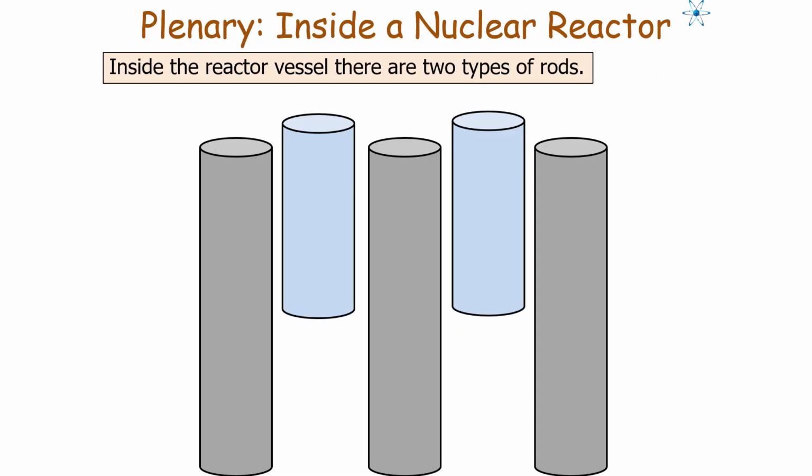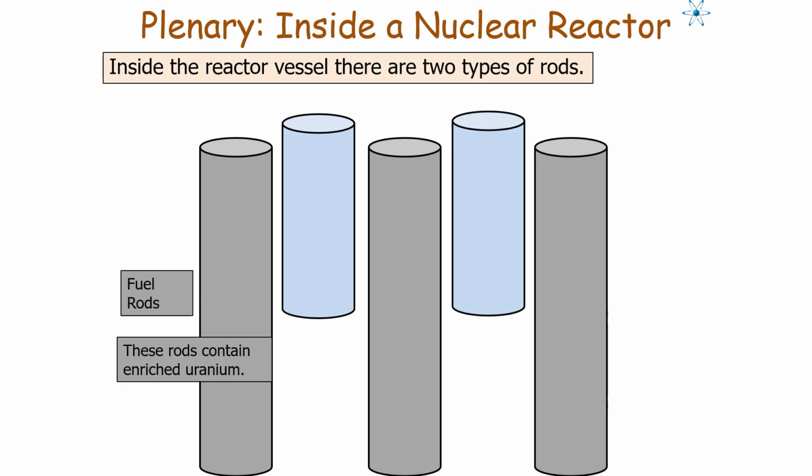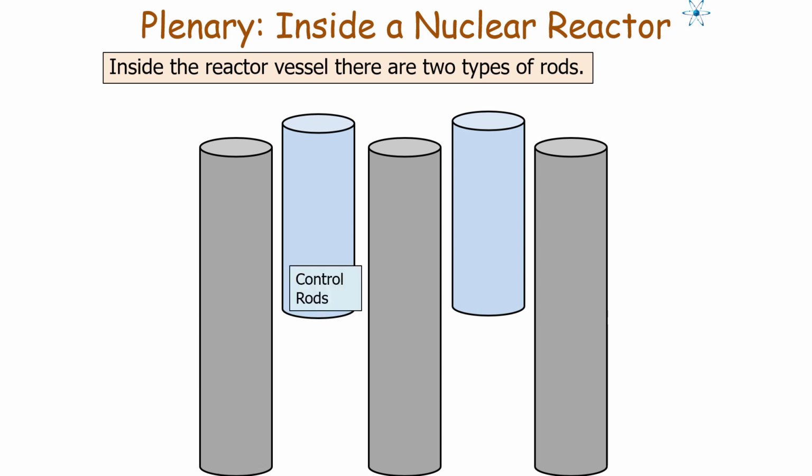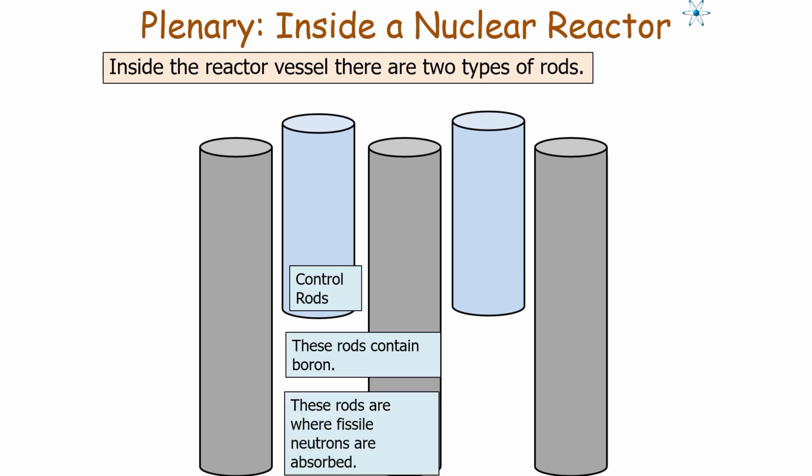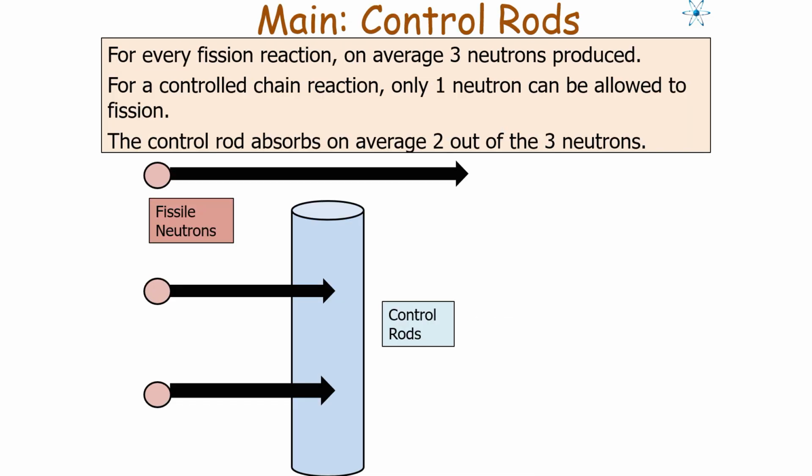So in a reactor vessel there are two types of rod. You've got your fuel rods, and these rods contain enriched uranium, which is found in the form of uranium oxide. Now, these rods are where the fission process takes place. You've also got control rods, which are rods made from boron. These rods are where the fission neutrons are absorbed. Now, for every fission reaction, on average 3 neutrons are produced. So for a controlled chain reaction, only 1 neutron can be allowed to fission. So this means the control rod on average absorbs 2 out of every 3 neutrons.